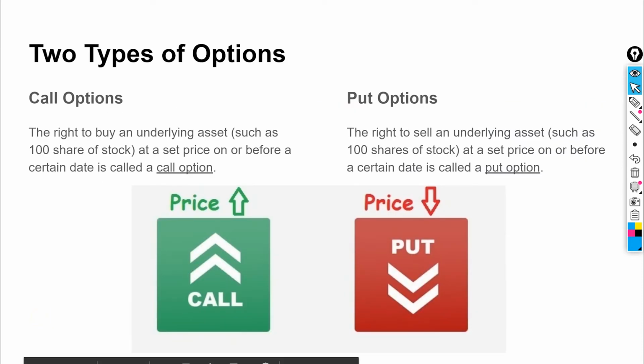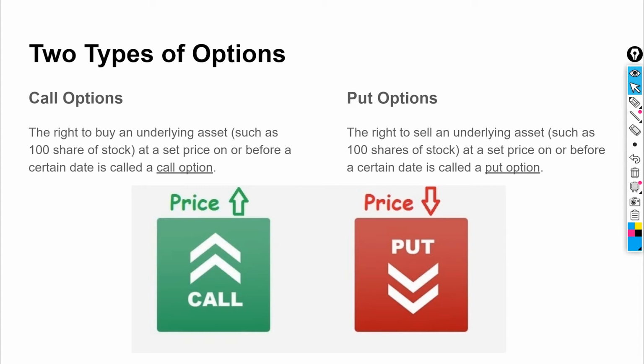Now, there are two types of options. There are call options and put options. They're really two sides of the same coin. The call option gives you the right to buy an underlying asset, like 100 shares of stock, at a set price, which we explained is called the strike price, on or before a certain date known as the expiration date. That is a call option.